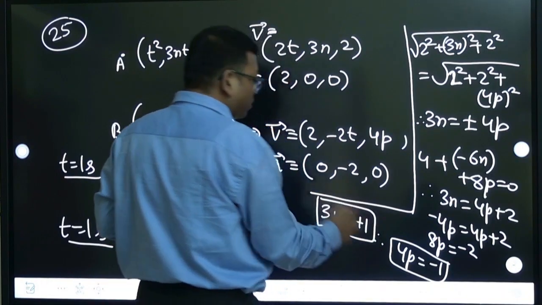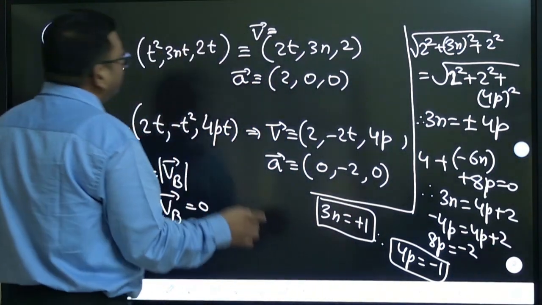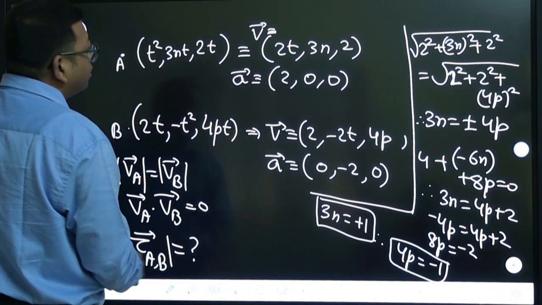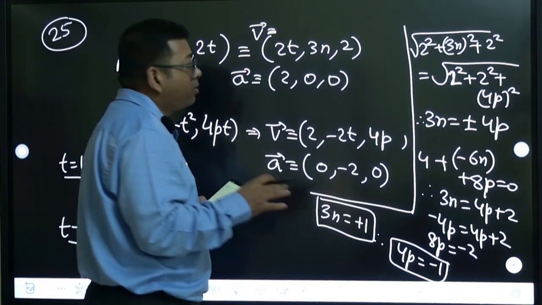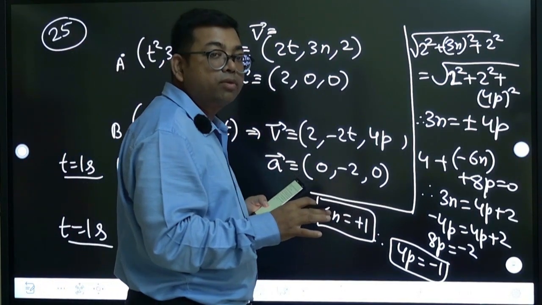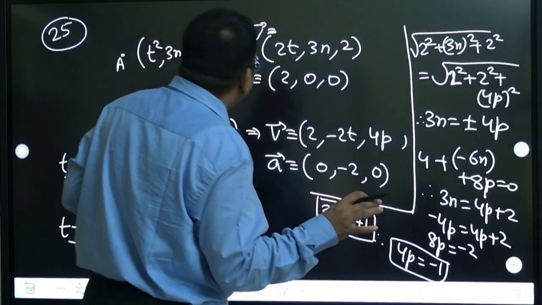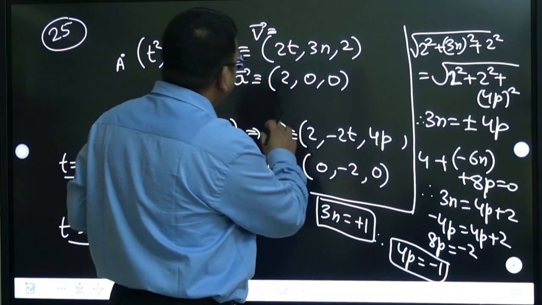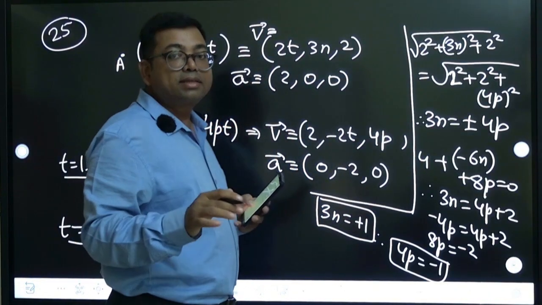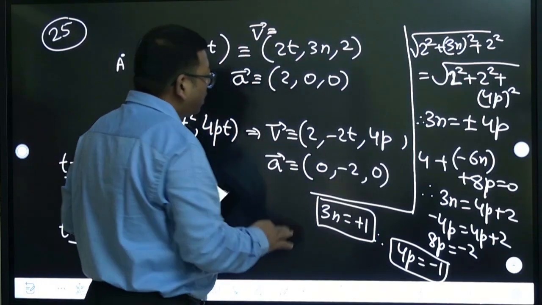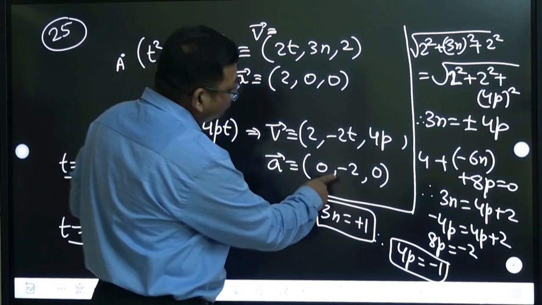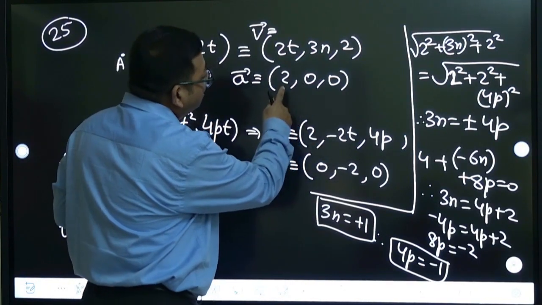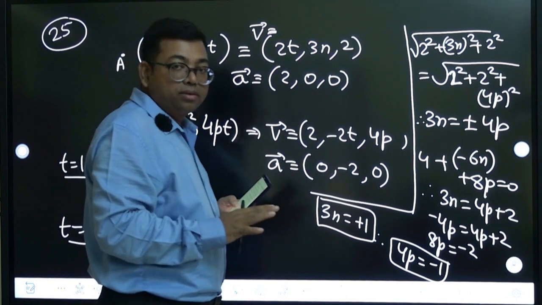Okay, so once you got the values of 3n and 4p, then we can think about the calculation of torque. Calculation of torque requires forces, right? So how do you calculate forces or accelerations? We can clearly see here that the acceleration of the first body is 2 and the acceleration of the second body is minus 2, but the coordinates are different, right? This is in the x coordinate, this is in the y coordinate.